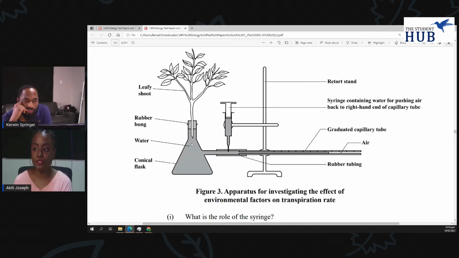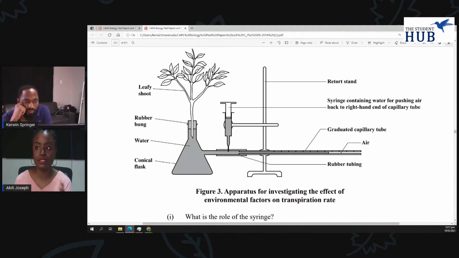So just a brief overview, you know that this is a conical flask, filled with water. You have your piece of branch of a particular plant. Here, this is a rubber bung, completely sealed, and you should really have no air in this system, right? And normally water will be lost through stomata. Transpiration is the loss of water through the stomata in your leaves, right?